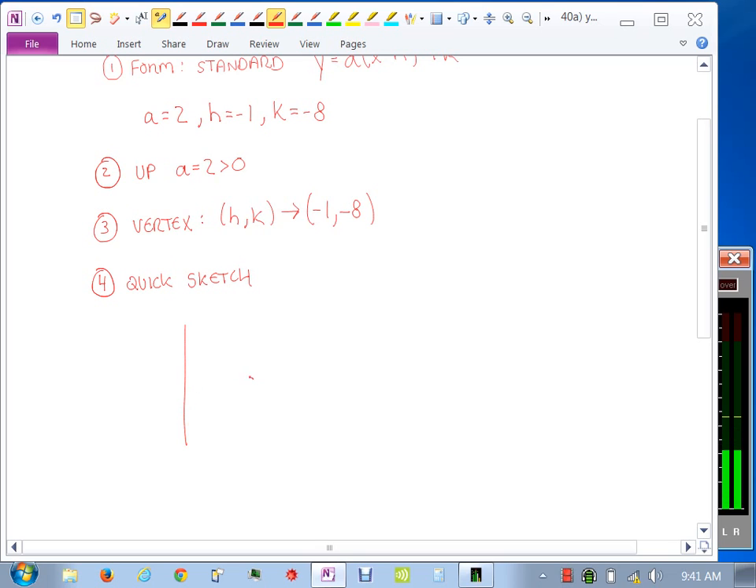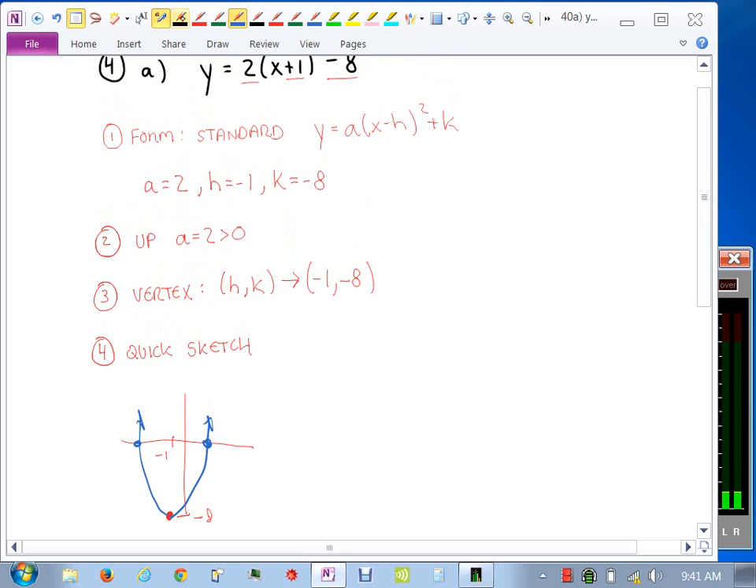So for the quick sketch, I go to the left 1 and down 8, and I have a vertex down there somewhere. I don't really care too much. And it opens up. So this parabola goes up from here, and that means it's going to hit the graph twice. So I'm going to have 2 x-intercepts. So let me go ahead and try to find those over here. X-intercepts.